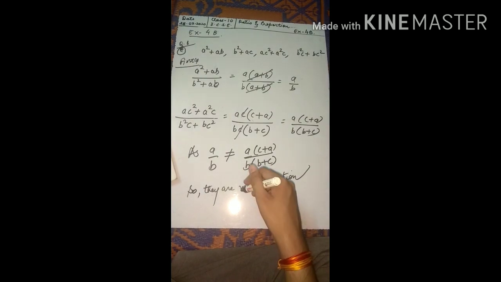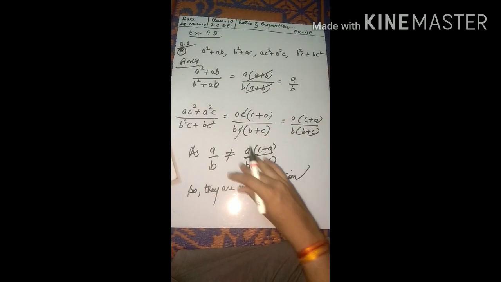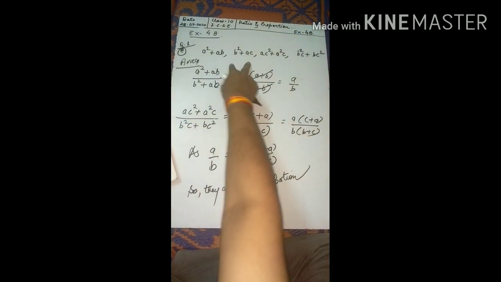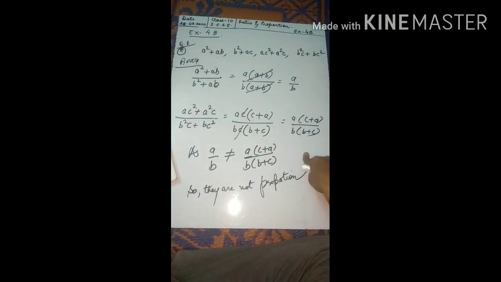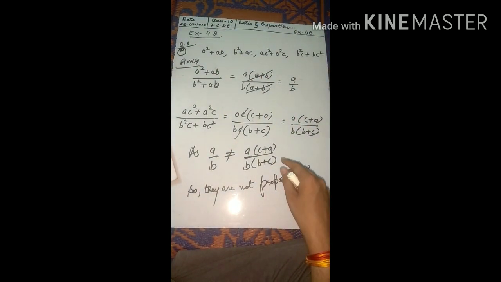So you have to do the question like this only. First you take the first two ratio, then the second two ratio. If the two are equal, then only they are proportional, else not.